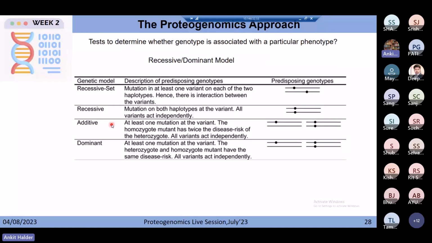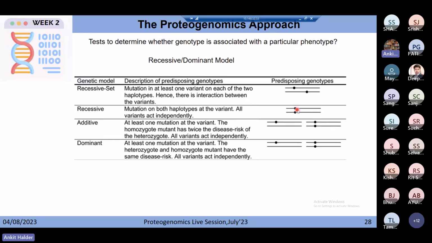And then additive: there is at least one mutation at the variant, and the homozygote mutant has twice the disease risk of the heterozygote. It means if the homozygous haplotypes have both the mutations, then the effect is twice, and if it is one, then it is less. So that gives us the additive model. All variants act independently, meaning each one contributes and both make twice the effect. So these act independently but have an additive effect.